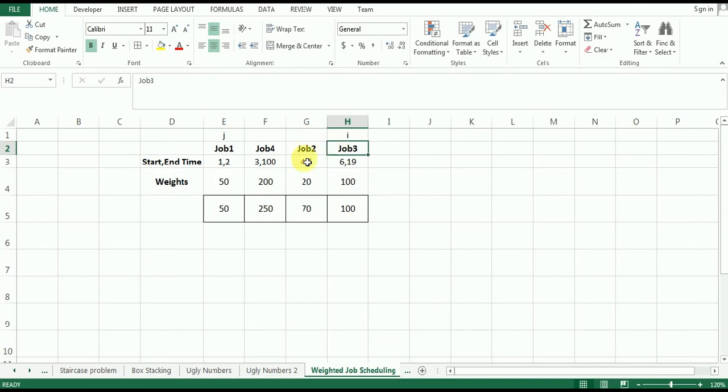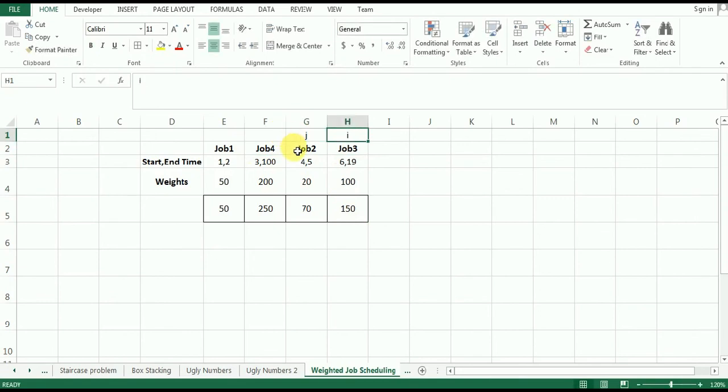Now, does job 1 overlap with job 3? No, it doesn't. So 50 is going to be added to 100, and I'm going to get 150. 150 is greater than 100, so 100 will be replaced by 150. Now J moves one cell to the right. Check this out. Job 4 overlaps with job 3, hence this iteration will not be considered. So J moves one cell to the right.